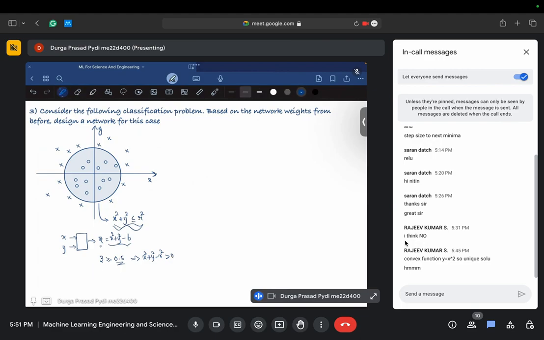So what the neural network does is again the same thing. It tries to approximate the functional form of this particular curve here. It is trying to approximate the functional form of this circle here.